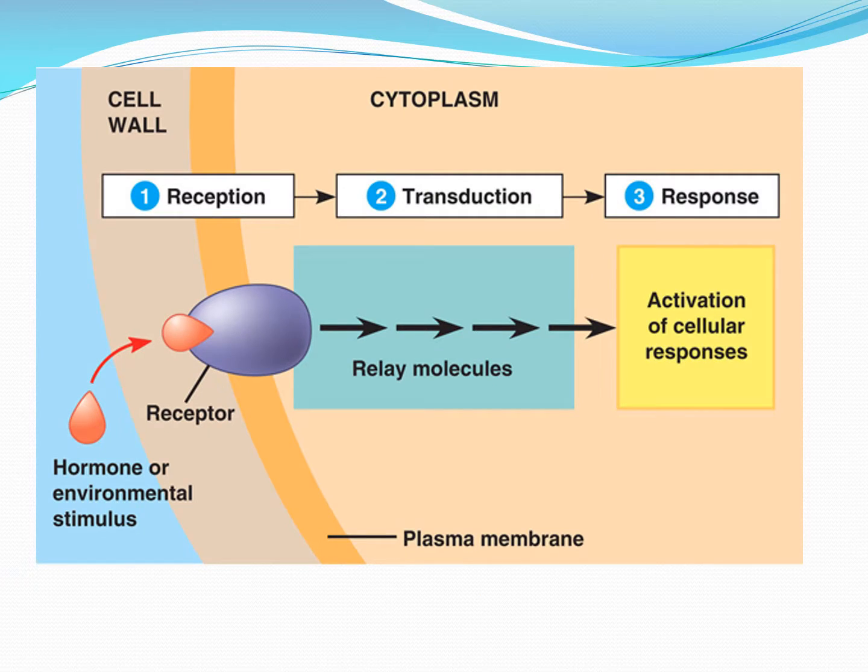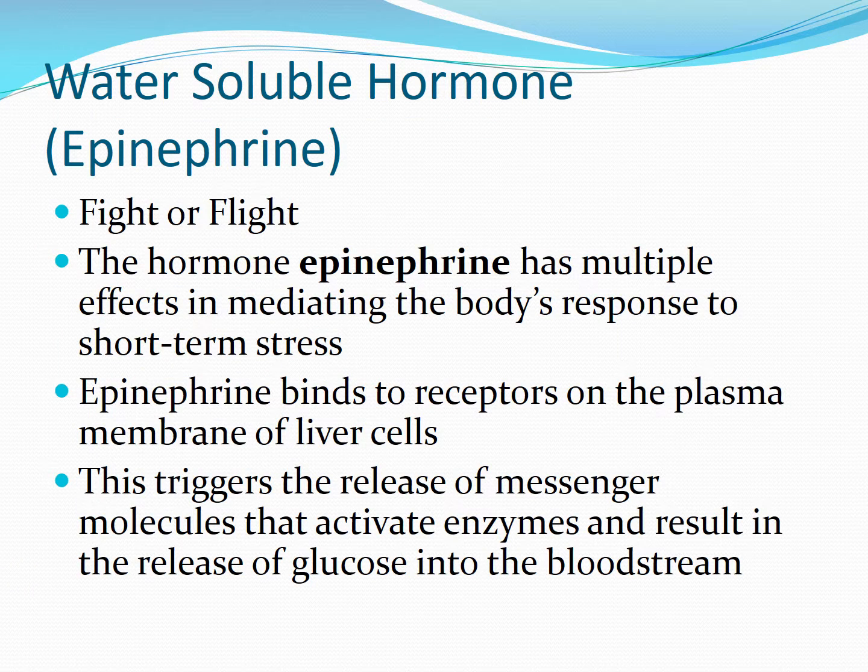So here we see a graphic that demonstrates all the parts. Remember, reception is when the hormone or the signaling molecule is going to bind to the receptor, which is going to cause a conformational change. It then goes through the transduction, which brings the signal into the cell. It brings it from the receptor all the way to wherever we're going to have the response at. And then the response will occur based on whatever the signal is and whatever the pathway that it went through was. So an example of a water-soluble hormone would be epinephrine.